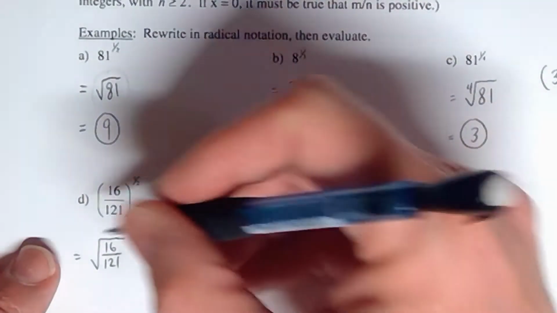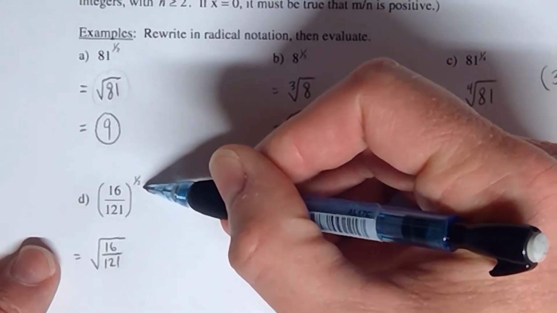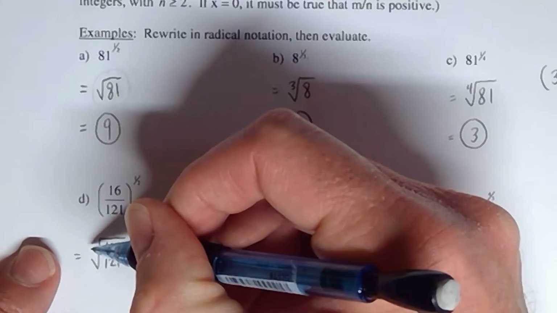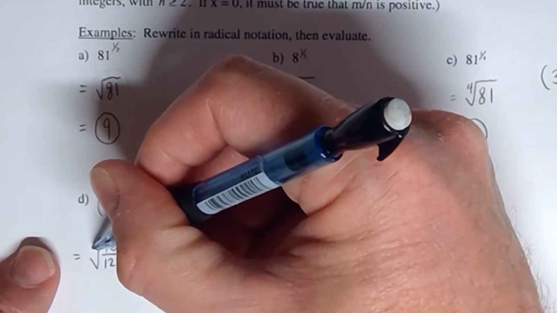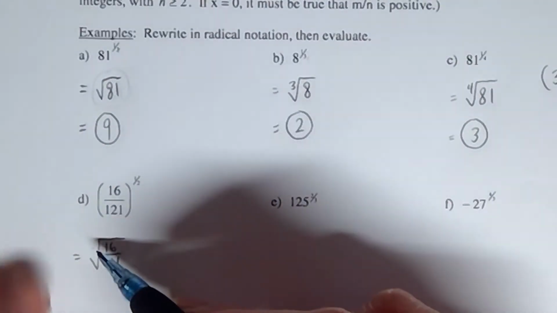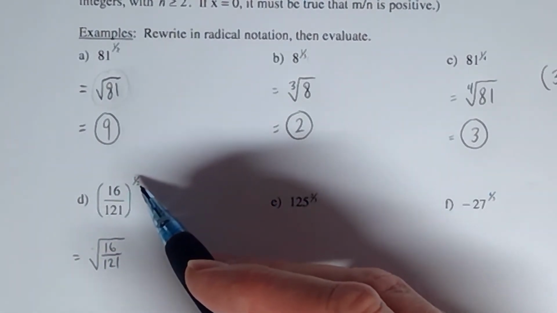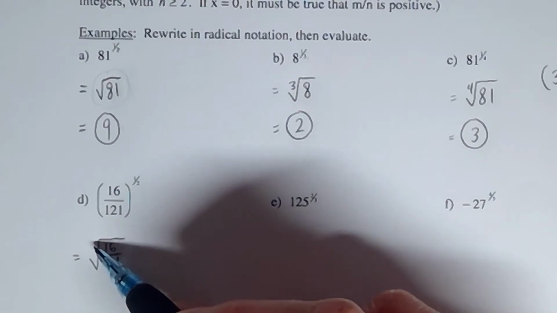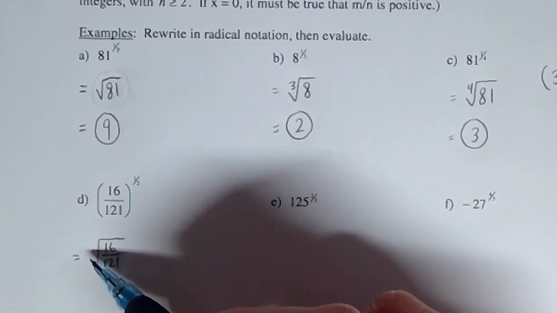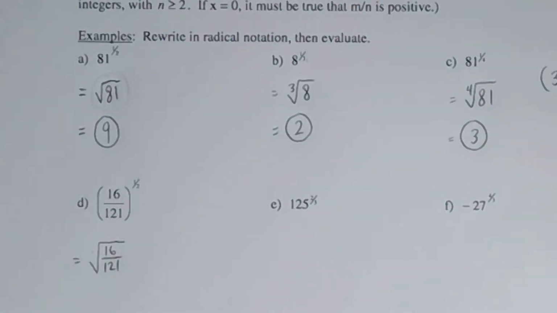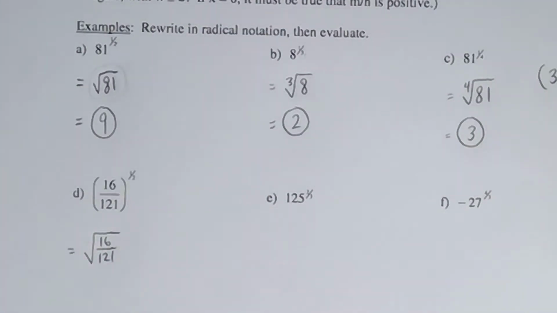Okay, you don't need to keep it. And then since this is to the 1/2 power, that means that this is a square root. You could put the 2 here in the radical if you want, just like you would put a 3 there if it was a cube root. But as you guys now know, if it's a square root, the 2 does not need to be written there. We know that whenever there is nothing written there, it automatically means that there's an invisible 2 there. That's how square roots work, right? So this is the square root of 16 over 121.